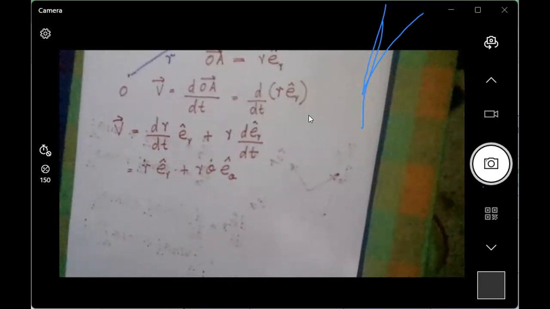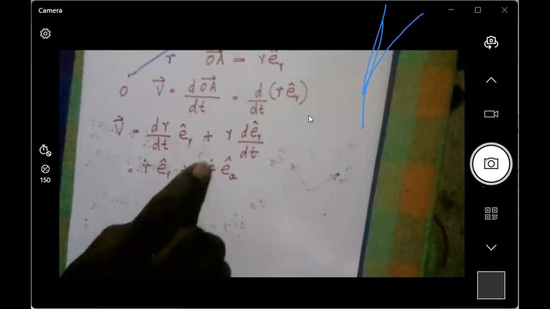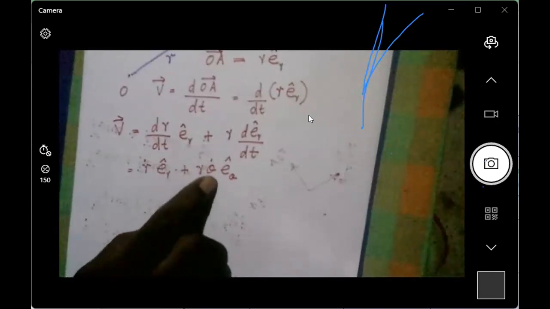Speed of the particle around the circle. Remember? r omega. Same thing is here. The only thing is that theta dot is represented by omega.